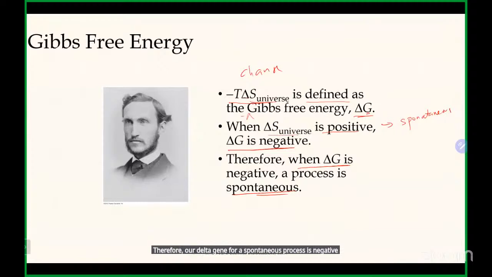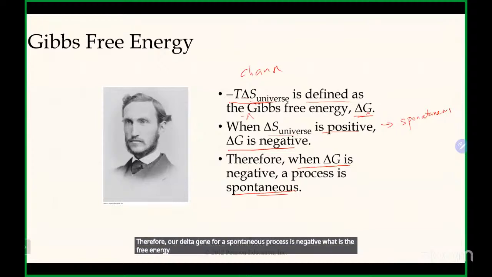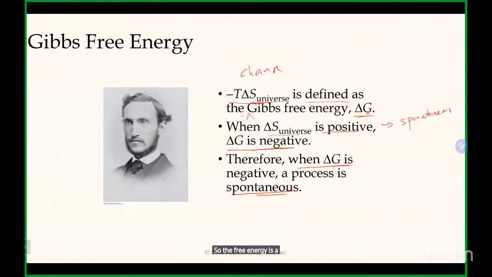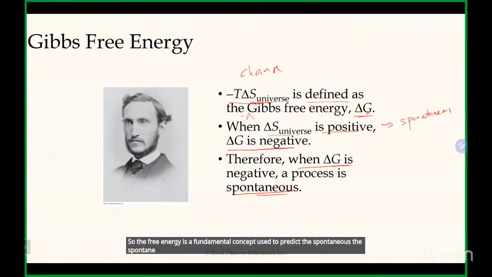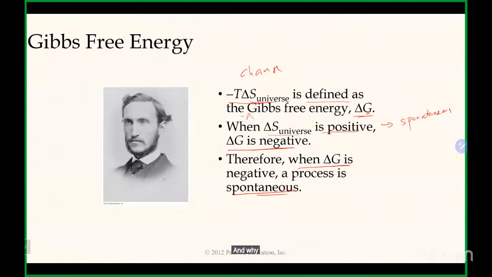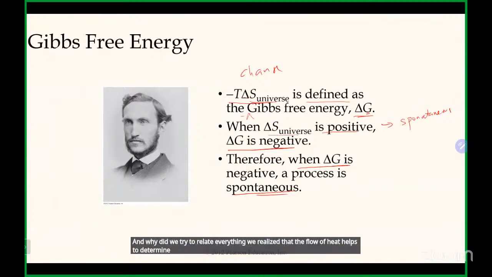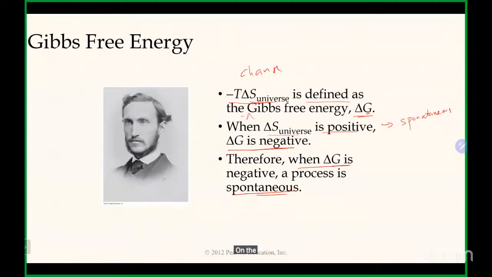What is the free energy? The free energy is a fundamental concept used to predict the spontaneity of a process. That was where the concept came from. And why did we try to relate everything? We realized that the flow of heat helps to determine free energy, not only the randomness, because the flow in one direction can be spontaneous. The flow in the other direction can also be spontaneous, depending on the temperature.